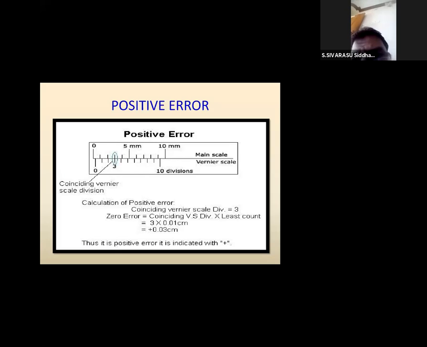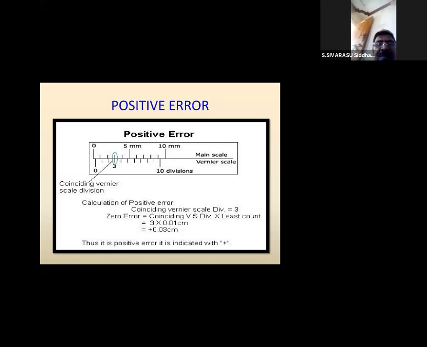If there is a positive error in the vernier caliper, how can you correct it? You have to take the measurement. Before that, you have to find out how much the error is. After taking the measurement, you have to subtract the error from the original value. That is the actual reading of the job.